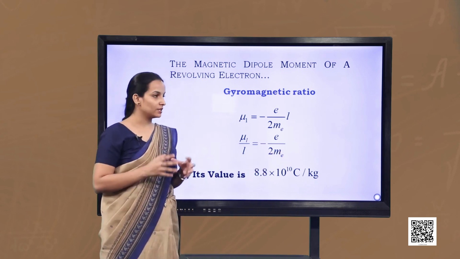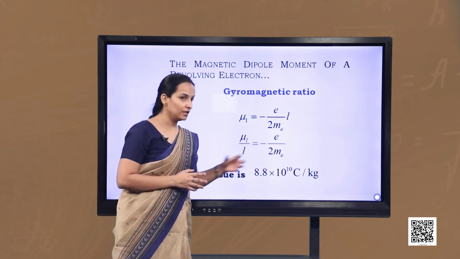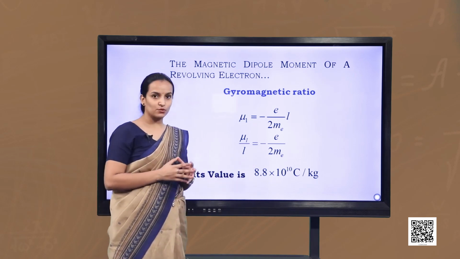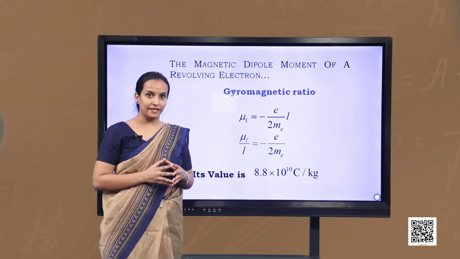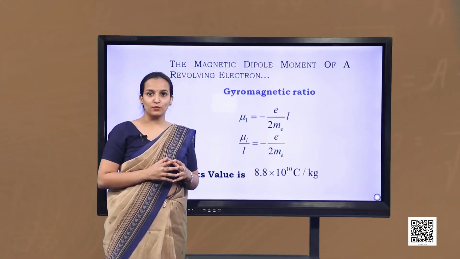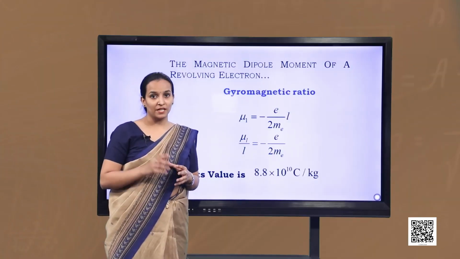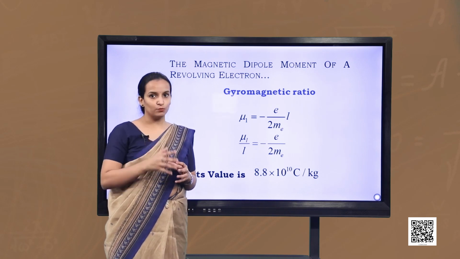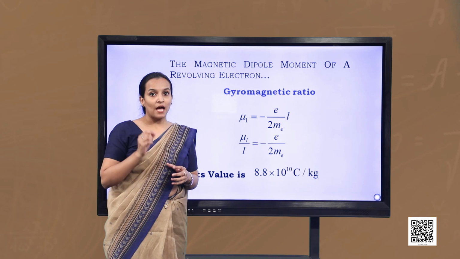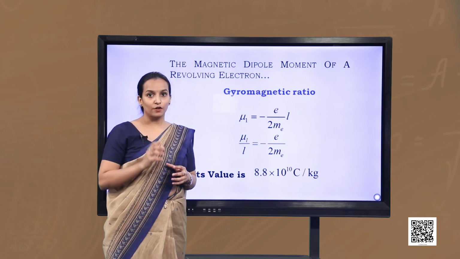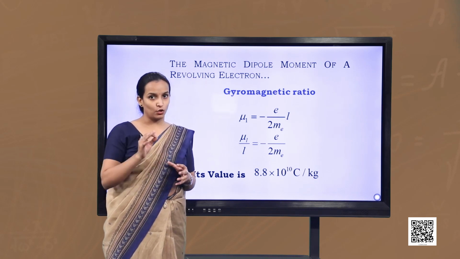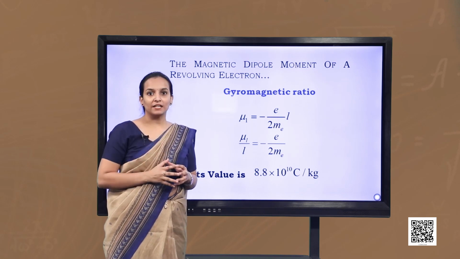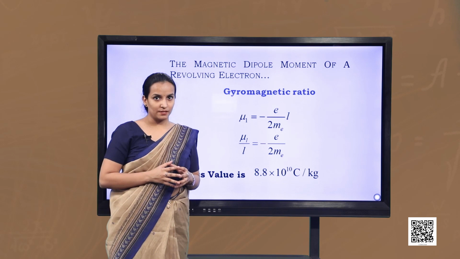On substituting the magnitudes of e and me, we will have the value as 8.8 into 10 raised to the power 10 coulomb per kg. This value has been verified by experiments. It means even at an atomic level, there is a magnetic moment. It confirms Ampere's hypothesis of atomic magnetic moments. According to Ampere, this would help one to explain the magnetic properties of materials.